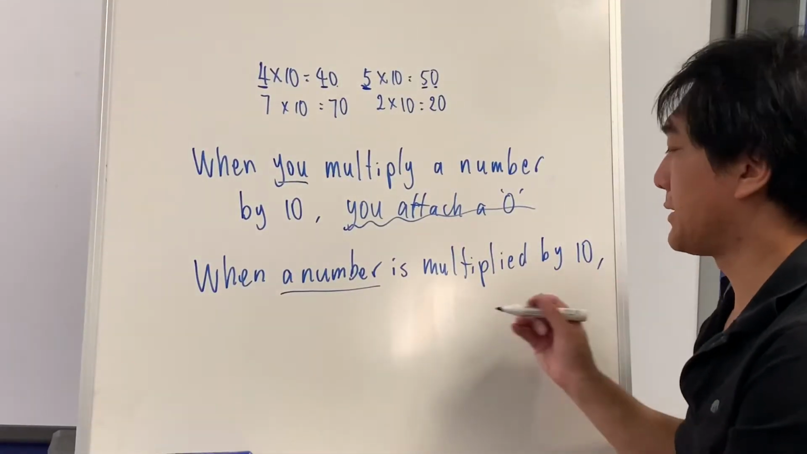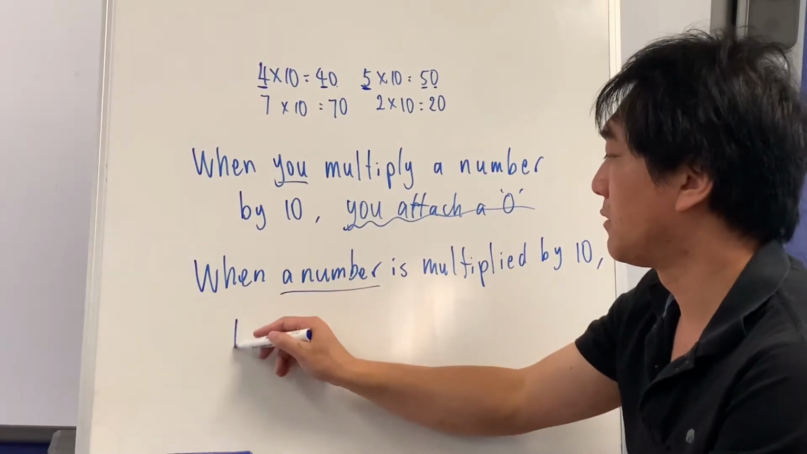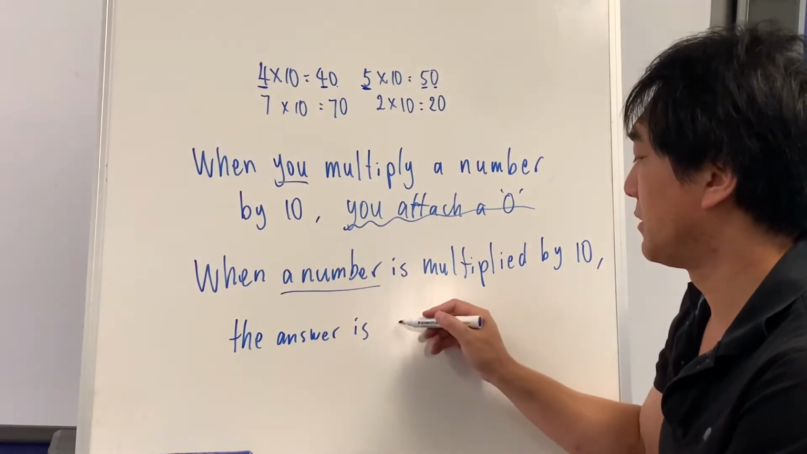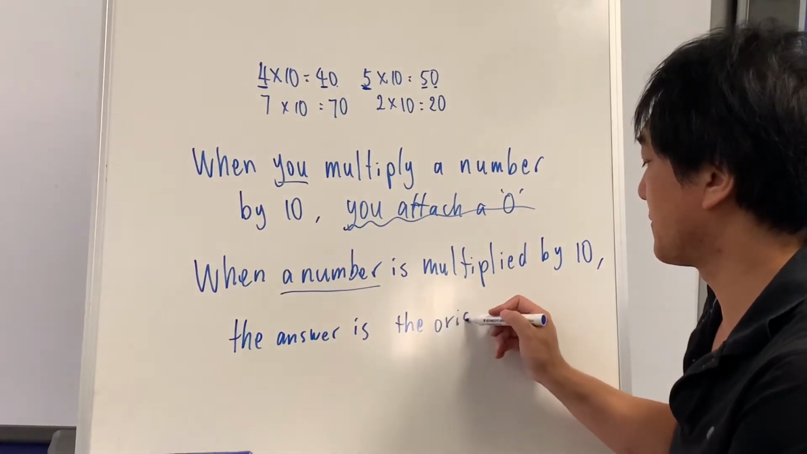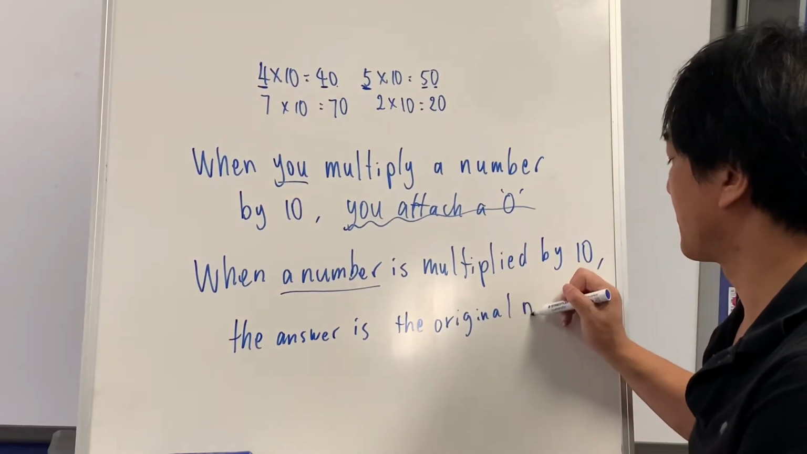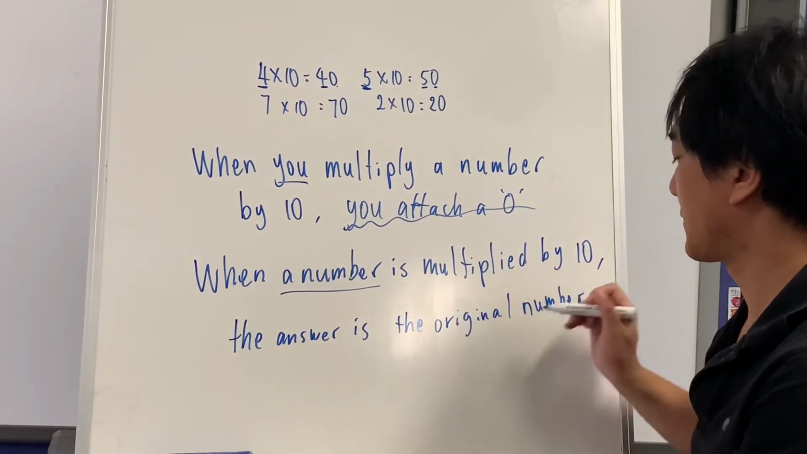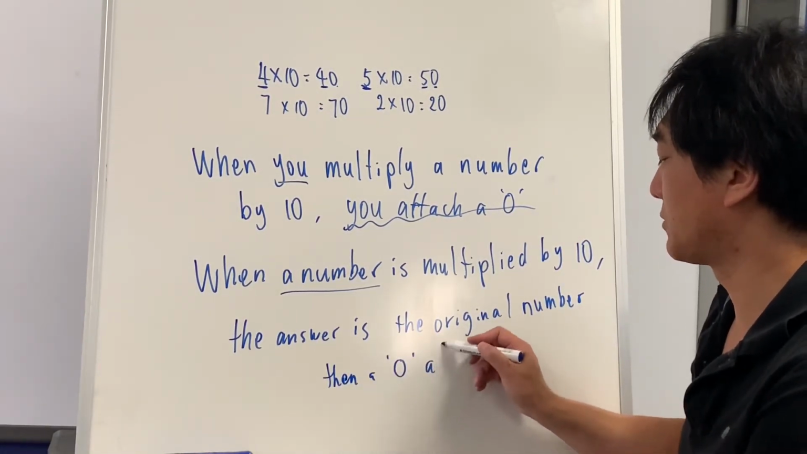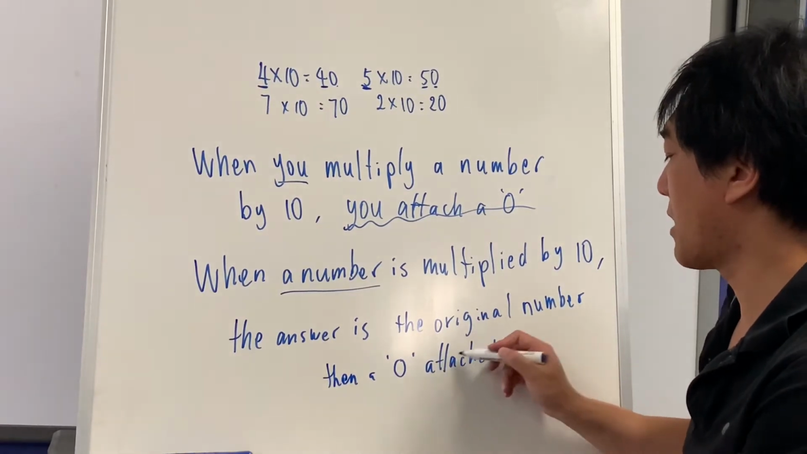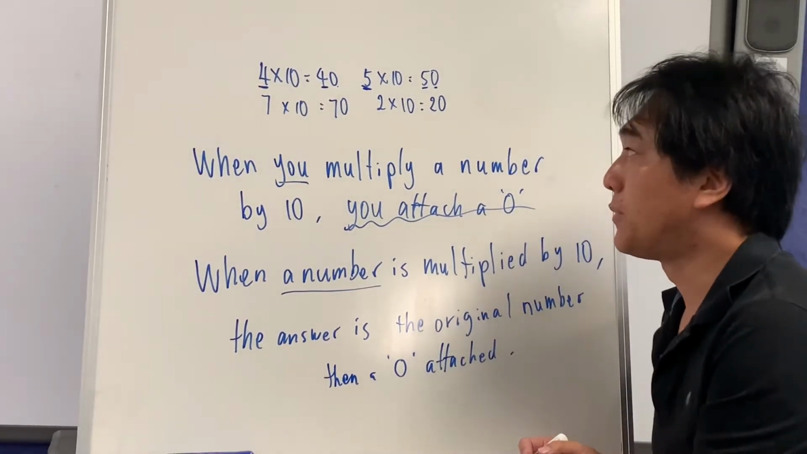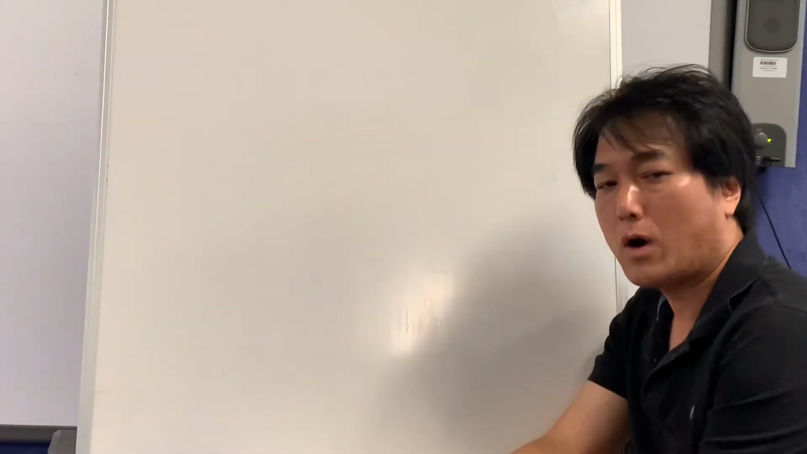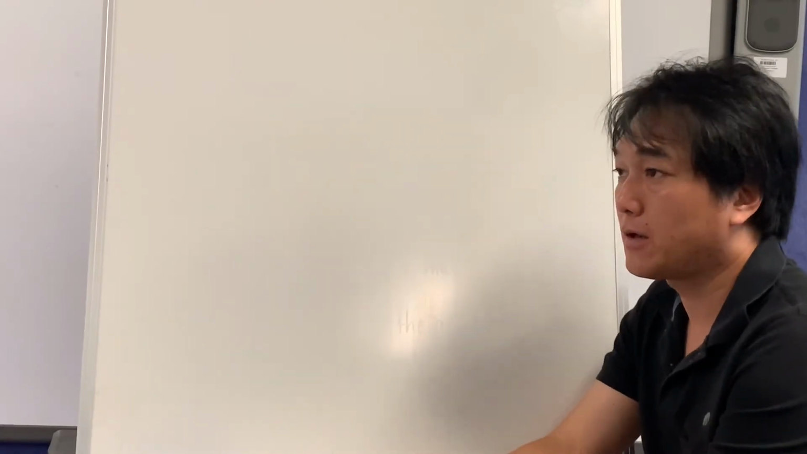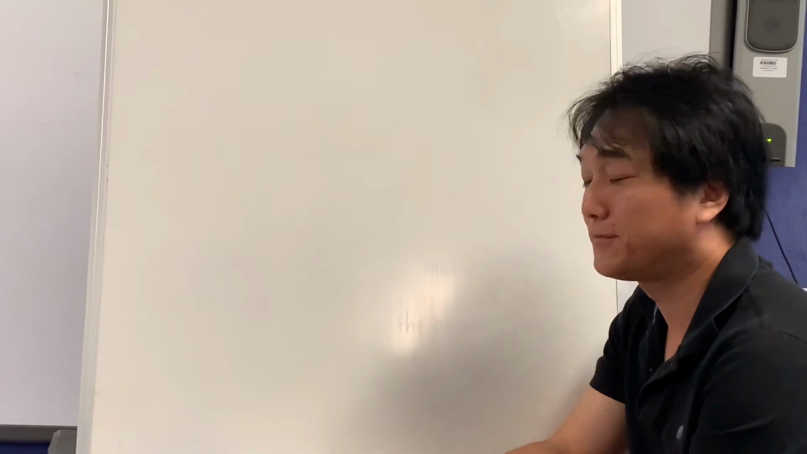When the number is multiplied by 10, the answer is the original number then a 0 attached. It doesn't matter how you say it, how you write it, but the important part is you can see a pattern. So why is doing times 10, like 7 times 10, 5 times 10, important? We'll find out in a minute.